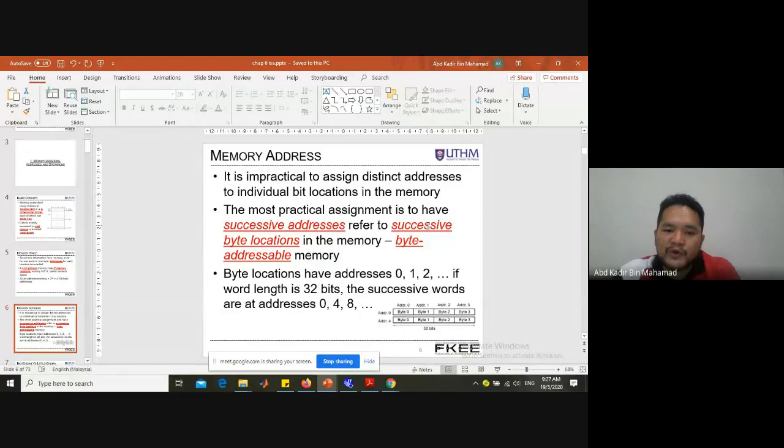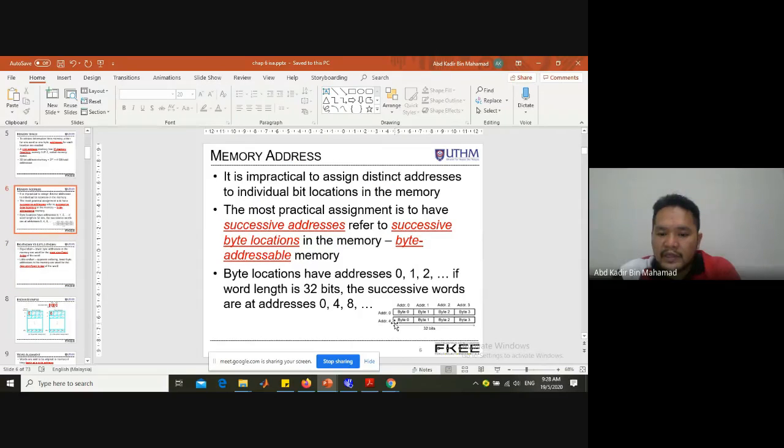This is how the memory address is assigned. They call it successive addresses, referred to as successive byte locations. So how do they manage? If you notice here, for example, address 0, basically this here. Then address 1, 2, 3. Then start with address 4, which is 4, 5, 6, 7. Then start 8. So this is for a 32-bit address.